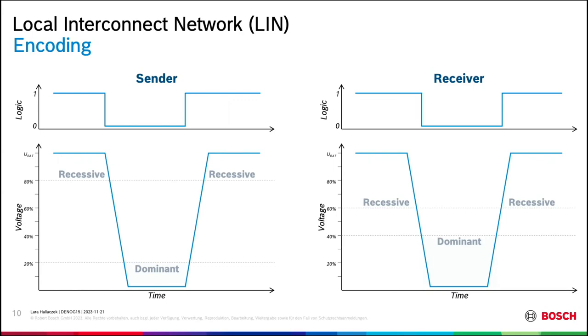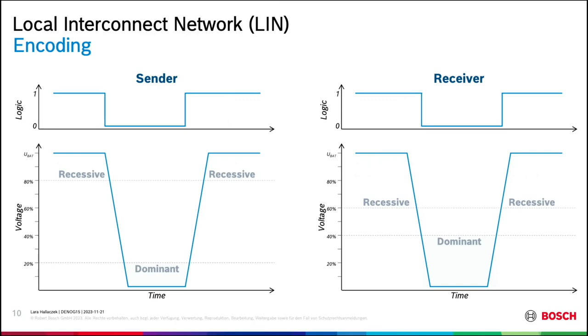How are the signals in LIN encoded? The logical 1 is the high level, and logical 0 is the low level on the bus. High in this system is recessive, and low is dominant. So if multiple nodes would be sending at the same time, the dominant signal, the 0, is what would be transmitted.